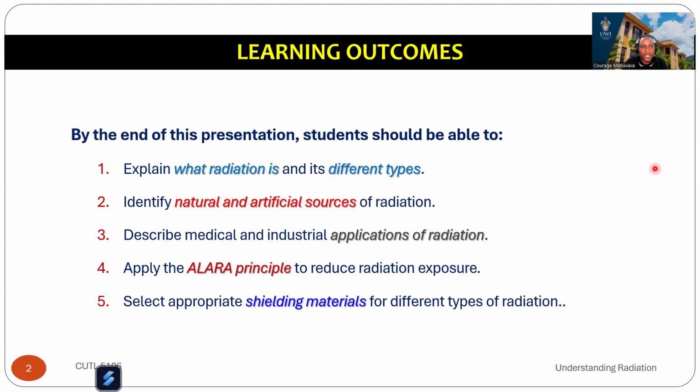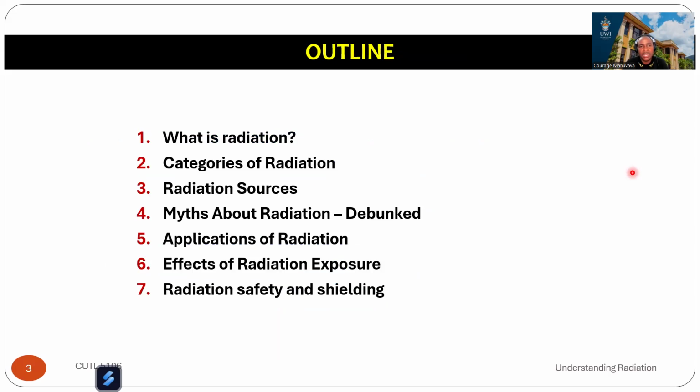So our learning outcomes for today include explaining what radiation is, and we'll look at the types, the sources, the applications of radiation, as well as radiation safety and shielding. So we'll look at what radiation is, we'll categorize radiation, and then we'll look at some of the natural and artificial sources of radiation. We'll also try to debunk some of the myths that are associated with radiation, and then we'll look at the applications of radiation. In the last part of this lecture, we'll then look at radiation safety and shielding.